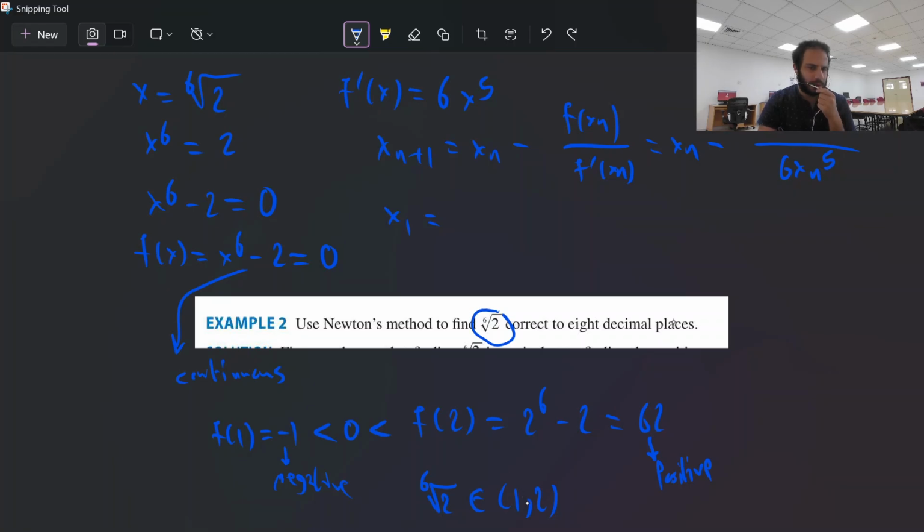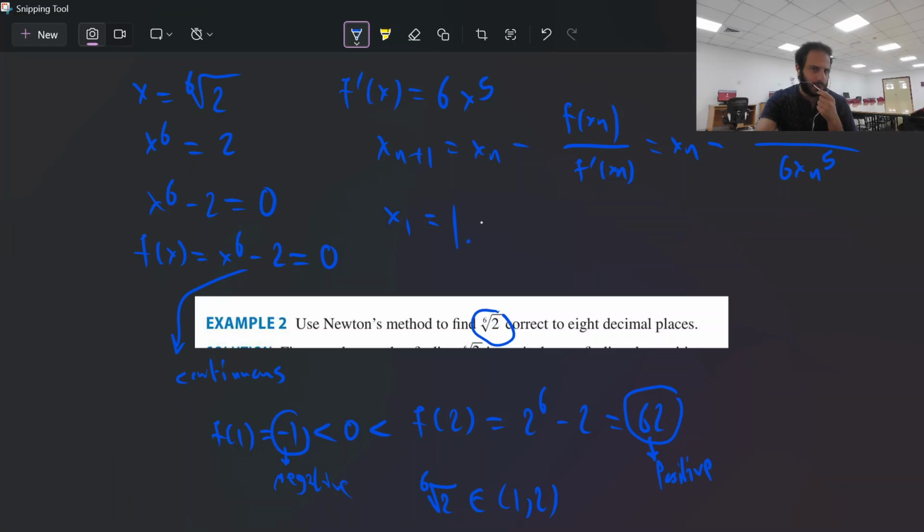Which value will you choose for x1? 2 is not good. If you substitute 2, it's away from the solution. You get 62. But if you substitute 1, you get minus 1, which is closer to 0 than 62, right? So it's good to choose x1 equals 1.